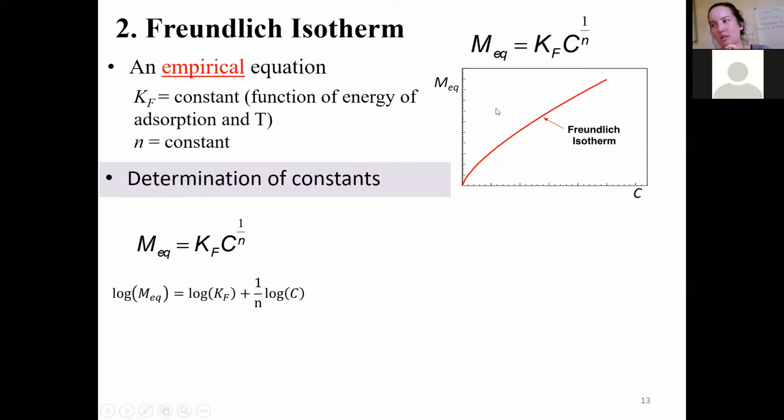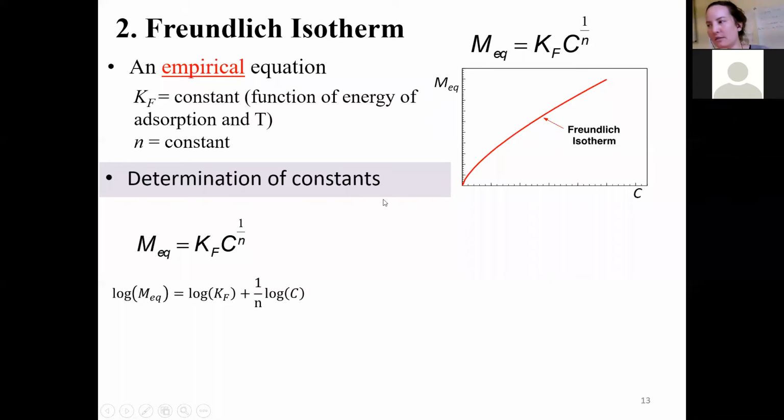Increasing the concentration causes more of this molecule to be bound to the adsorbent, and this M equilibrium, so the mass, the grams of adsorbate per gram of adsorbent, increases in some kind of function, usually not linear, some kind of curve that looks like this. And this is simply fitted. So this can be done in a log-log plot.